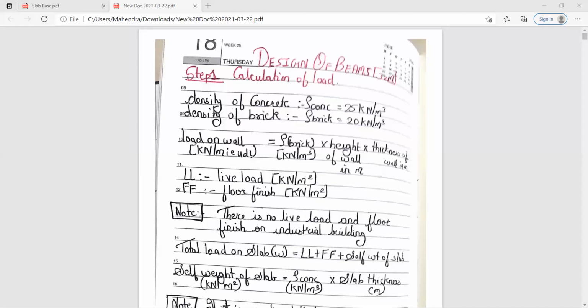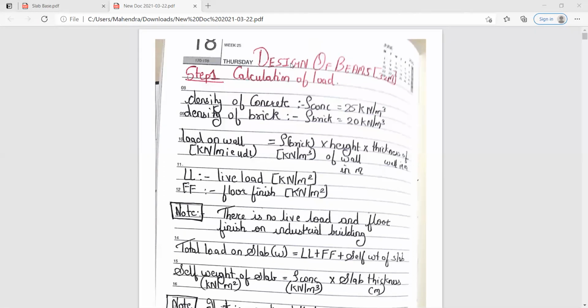We'll start with the design of beams. So in design of beams, we are going to see the loading calculations. For loading calculations, we need the density of concrete as well as the density of brick. So density of concrete is denoted by rho concrete. Density of concrete is 25 kilonewton per meter cube. And density of brick is 20 kilonewton per meter cube.